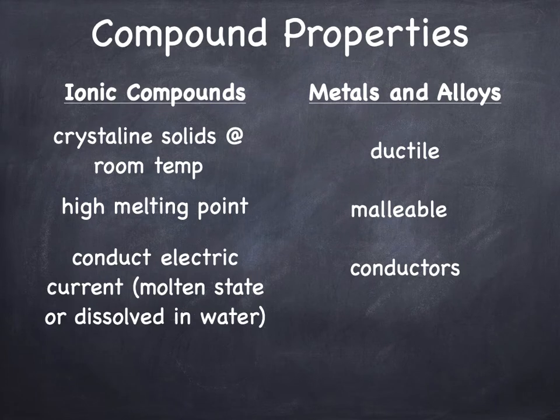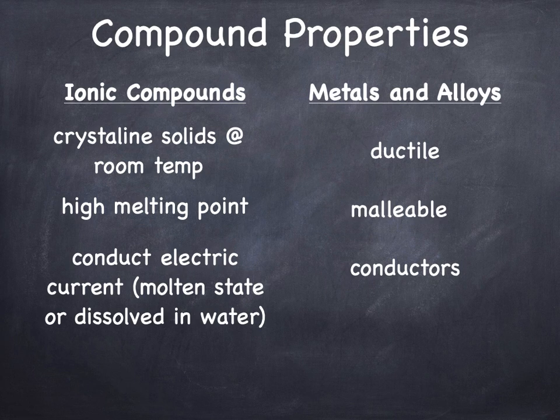The list on the left you should already have. This is our list of properties, or at least a partial list of our properties of ionic compounds. And really we just want to compare those to the properties of metals and alloys. On the left we have ionic bonds, on the right we have metallic bonds.